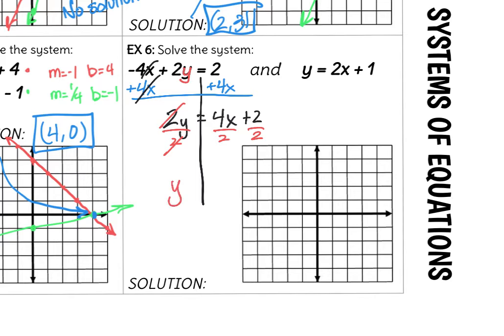And I get y equals 4 divided by 2 is 2. And then 2 divided by 2 is 1. So I have a y-intercept of 1 and a slope of 2. So we'll go ahead and do that. We can go in both directions. Remember that by reversing both directions. Okay. My second equation is already good, so I got a y-intercept of 1 and a slope of 2.